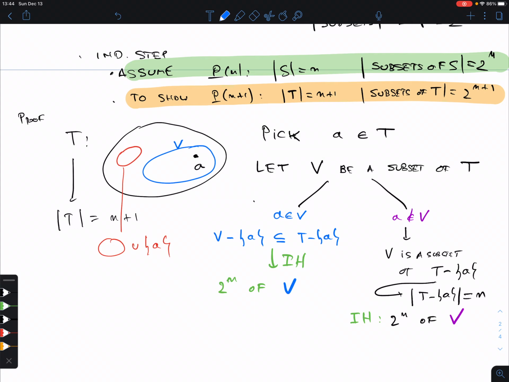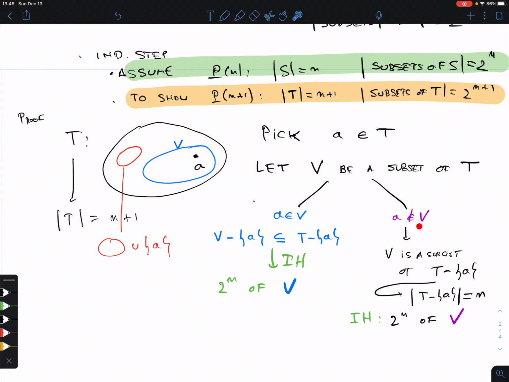That's the induction hypothesis, that's the same thing. You might say, but Professor, this one is one of those purple ones. We counted them. Yeah, you're right, we counted those. But look, that's not what I'm counting. V is not a red subset. V is a red subset together with A. And those we didn't count yet.